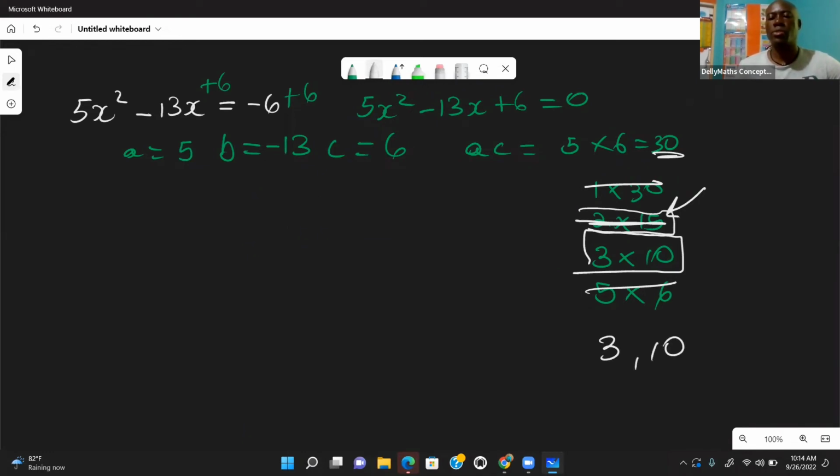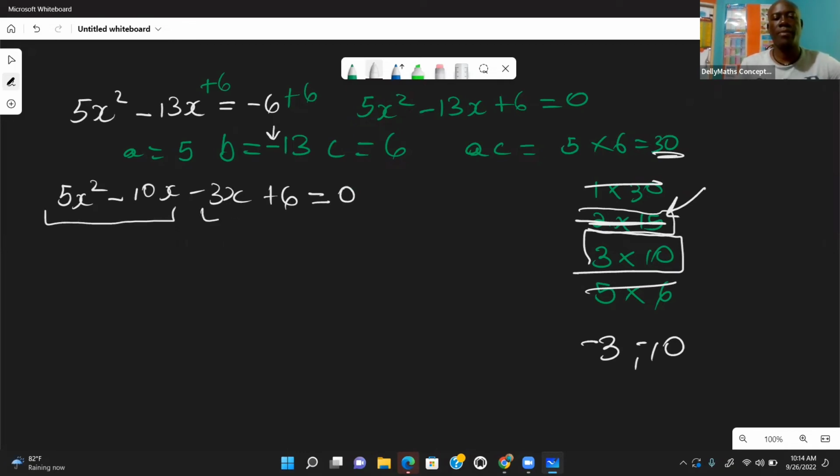Now let's look at the situation. Our B value here is a negative number, which means we have to work with the negative case, 2 negatives. Let's fit them in. So we have 5x squared minus 10x minus 3x plus 6, and this is equal to 0. Now we're going to factorize these, then we factorize those. 5x is the common factor here. 5x into 5x squared is x, and 5x into negative 10x is negative 2.